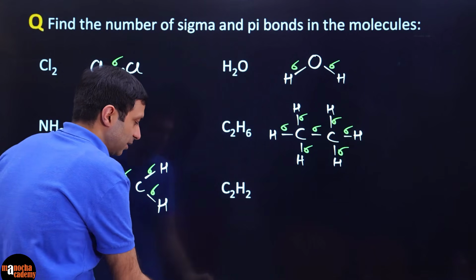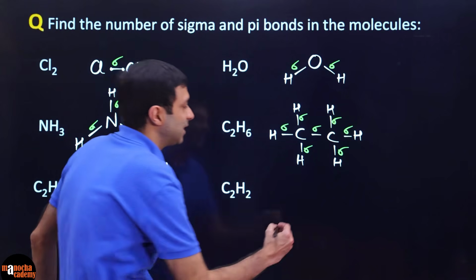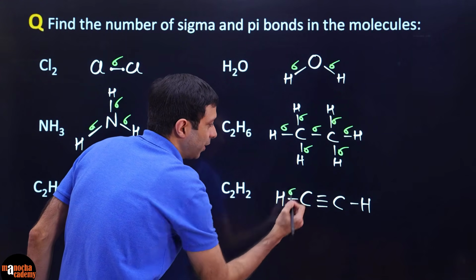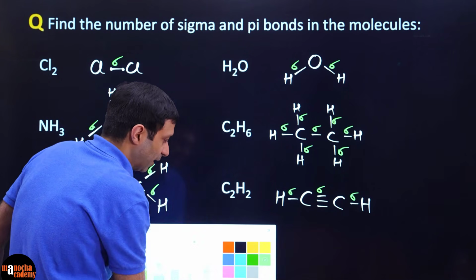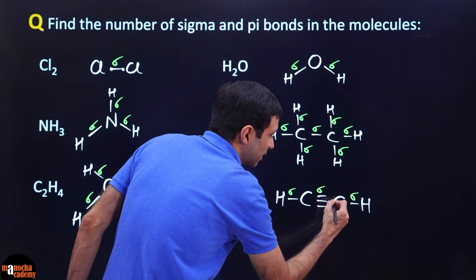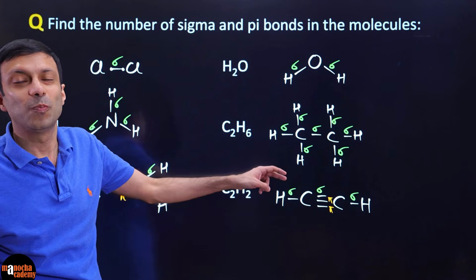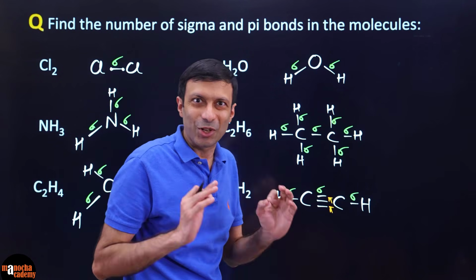Next one here. C2H2. Who is this guy? 2 carbon, 2 hydrogen. This is ethyne. So here what will be the bonds? First bond between atoms, sigma. First bond between atoms, sigma. This one, sigma. And the next bonds, because there's a triple bond here. So first bond sigma, the other two pi bonds. So this has 1, 2, 3 sigma, 2 pi. Is the concept crystal clear?